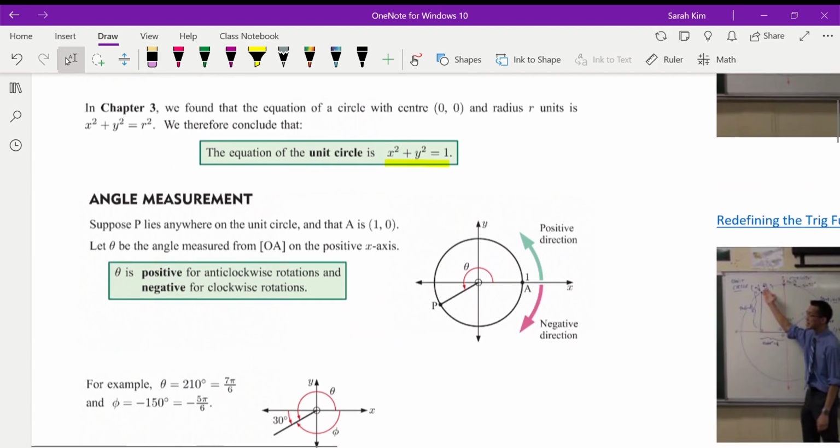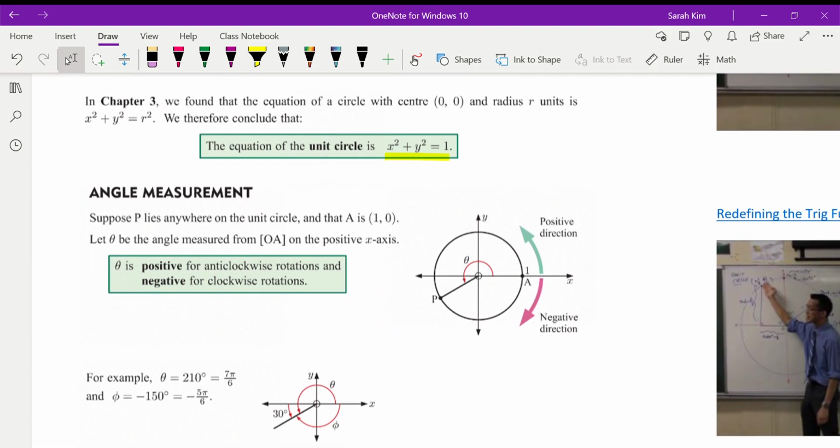Another thing, when we do trig ratios and angles, we go from the positive x-axis, and when it's positive, we go that direction, and when it's negative, we go that direction. So theta is positive for anti-clockwise rotations and negative for clockwise rotations.